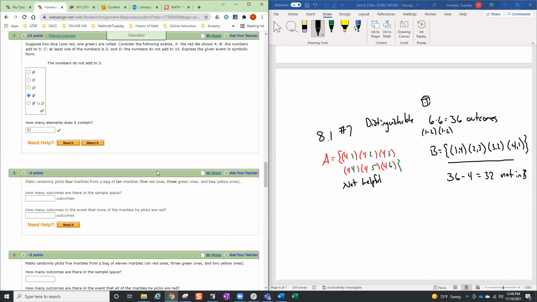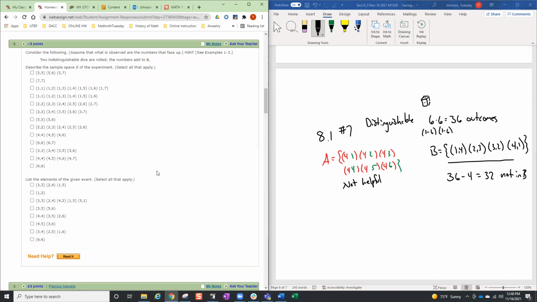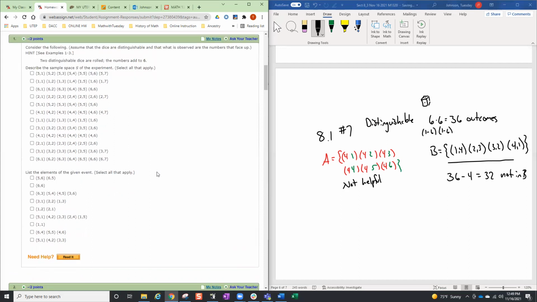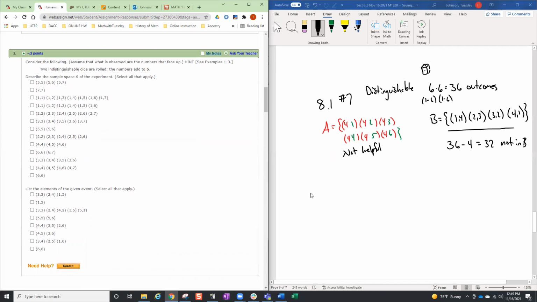Other questions? Can you do number 2? Same assignment? Yes. Yeah, these ones are tricky, huh? Okay. Consider the following. Assume that what is observed are the numbers face up. Indistinguishable dice are rolled, so they're the same. 2 white dice in the game of Monopoly. So we know that there's 21 outcomes for indistinguishable dice.